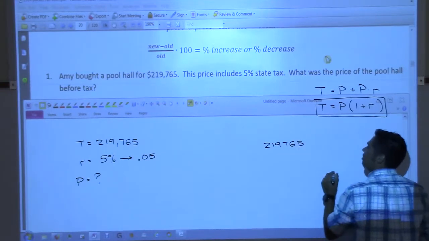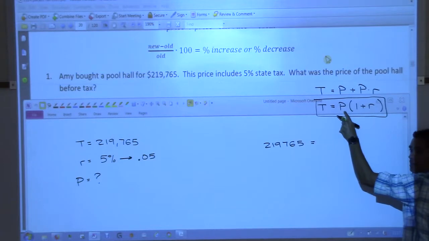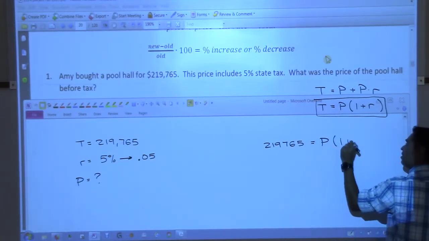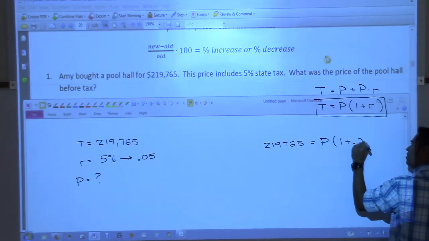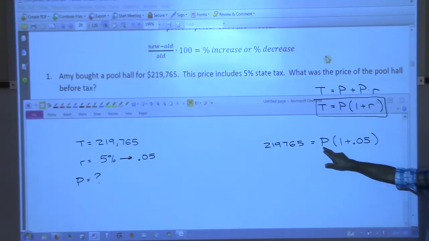219,765. That's dollars, right? Equals, now price, you don't know, right? So I'm going to put P. And then 1 plus the rate, which is 0.05. Do you see how this would make a huge difference if you put 5 here instead of 0.05? Okay. Now we're going to try and solve for P.